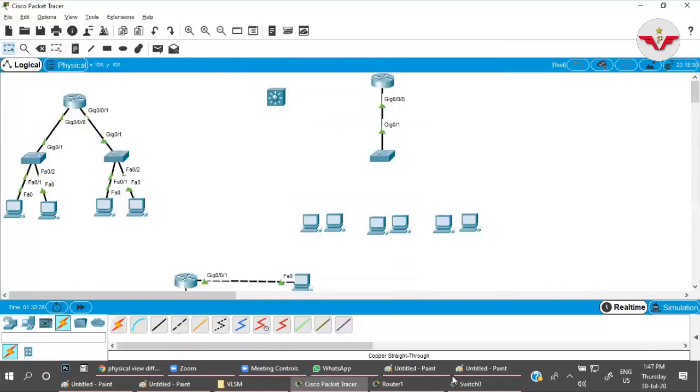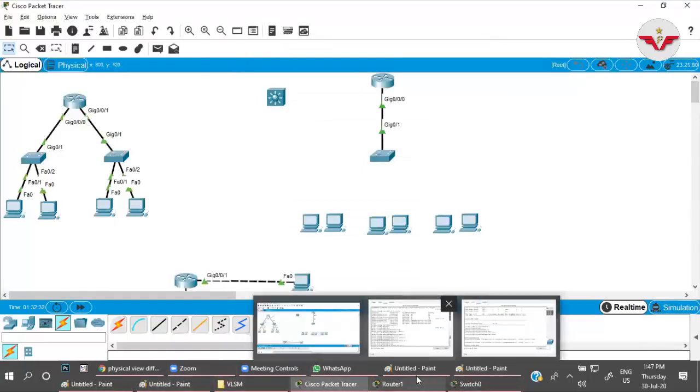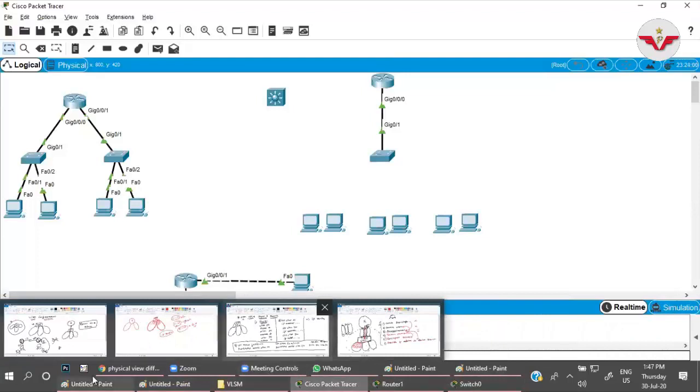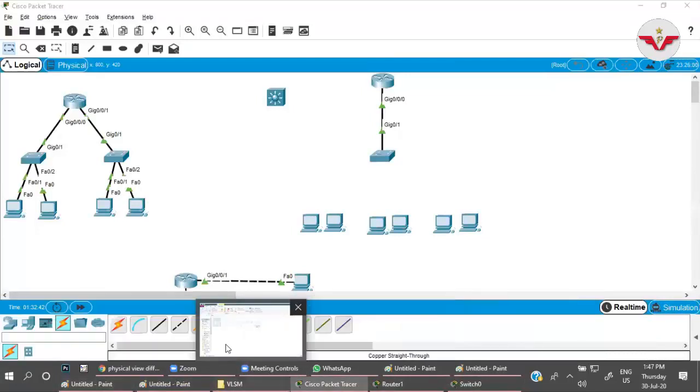Here also you can check in this scenario whatever we had done yesterday. So where is that? Where is that? I've closed that. No worries.